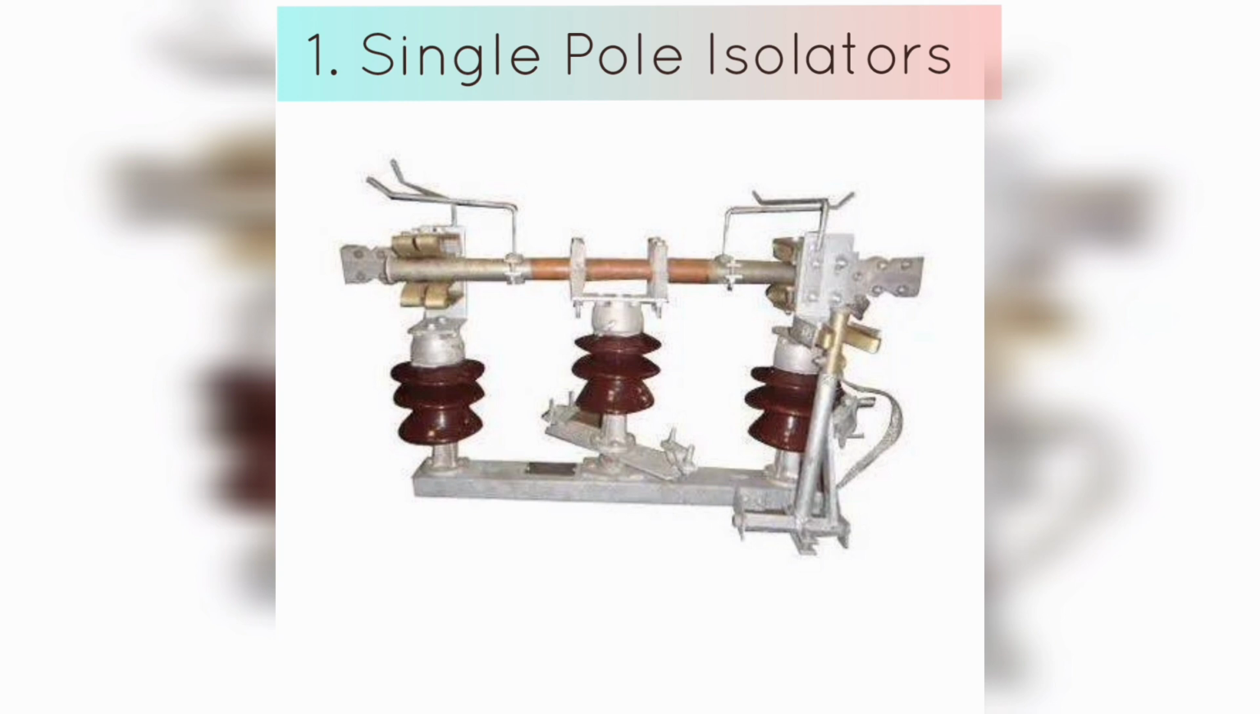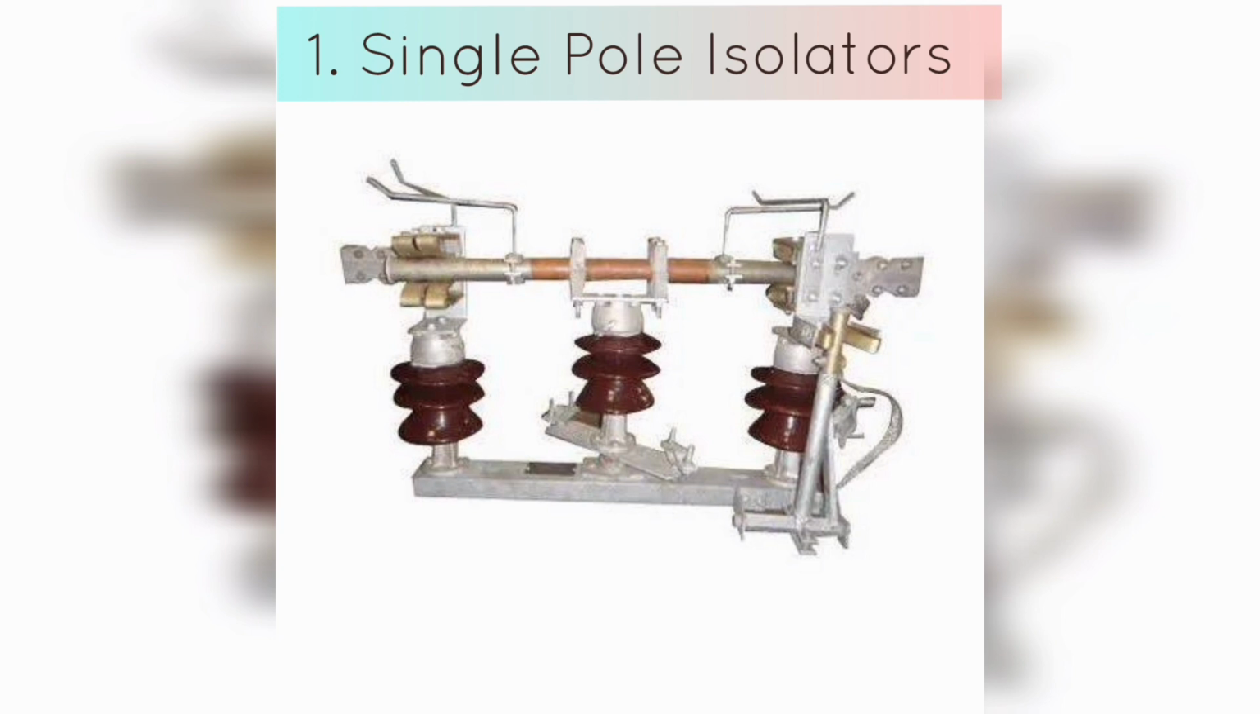The design of a single-pole isolator typically consists of an insulator that supports the electrical conductor and prevents current from flowing to the grounded structure, and a switch assembly that provides a means of disconnecting the conductor from the electrical system. The switch assembly can be designed as a vertical or horizontal break type, depending on the application. Single-pole isolators can be used in conjunction with other electrical components, such as circuit breakers and fuses, to provide additional protection to the electrical system against faults and overloads.